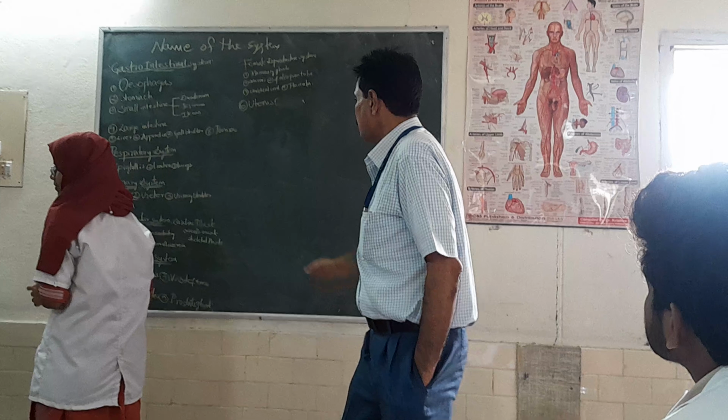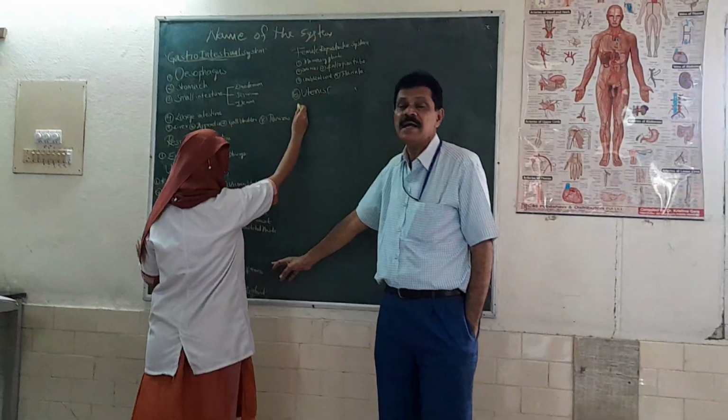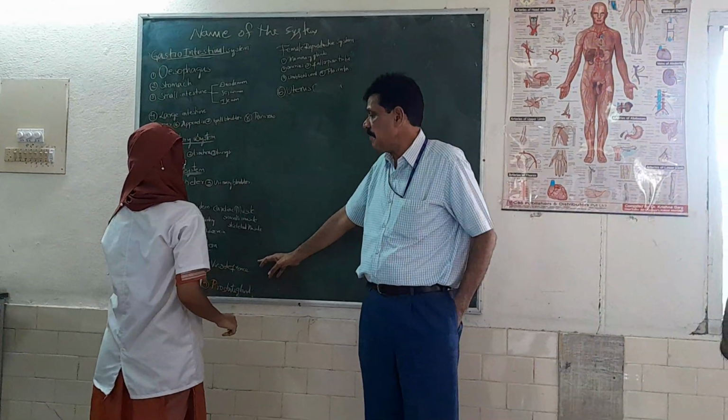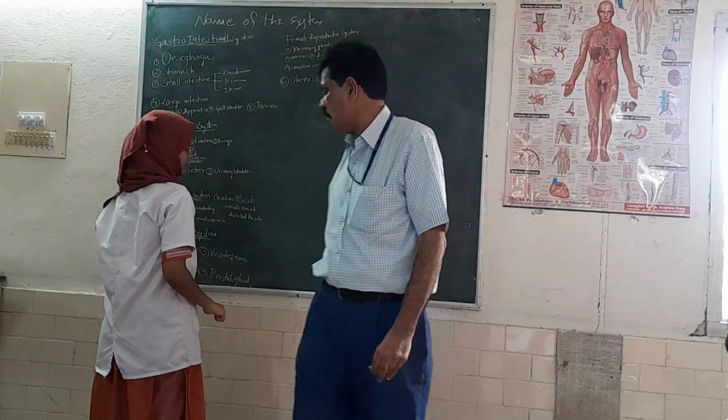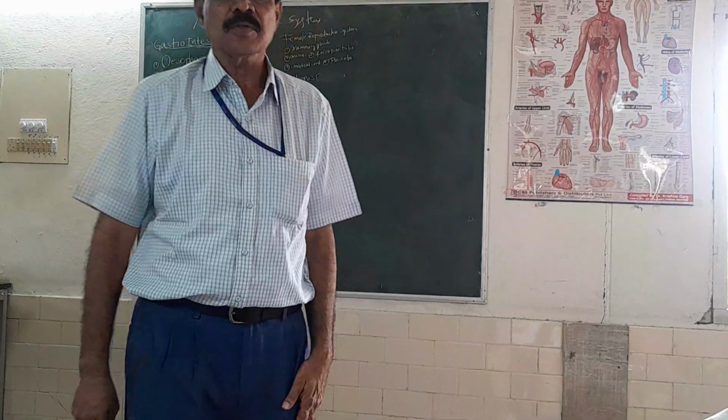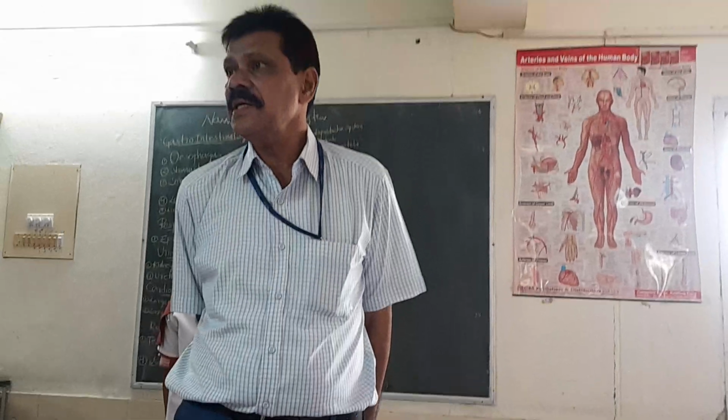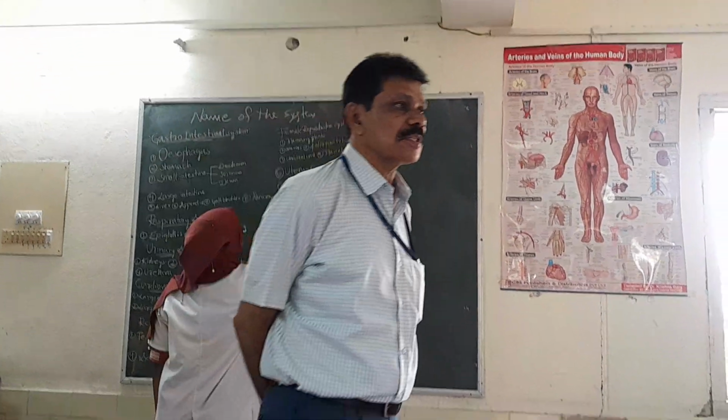Next, the male reproductive system is also separate. Testis, epididymis, vas deferens, prostate. You write prostate also. So all these are present in the male reproductive system.